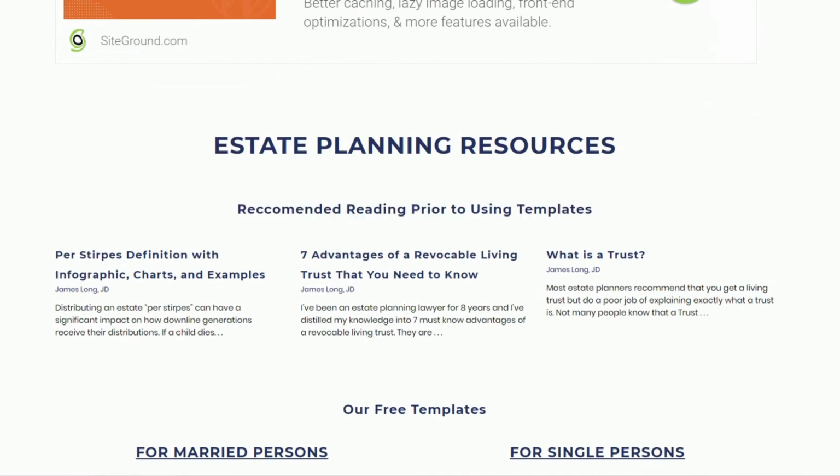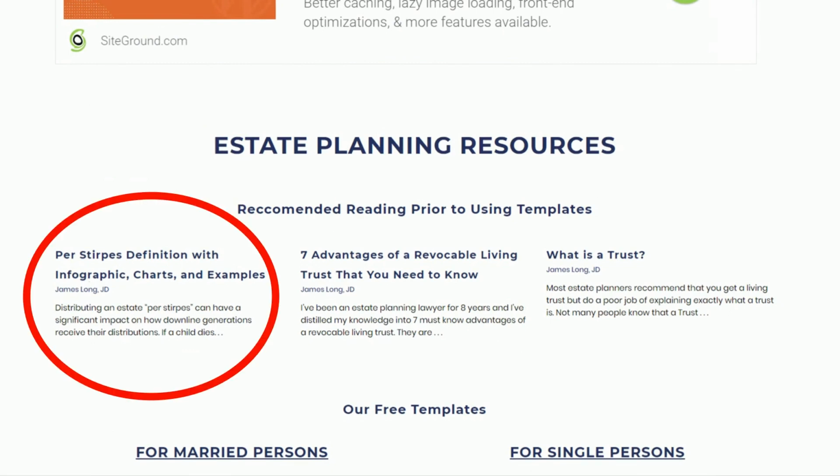The living trust templates that I use have per stirpes distribution. You could also use per capita distribution, but you'd have to type that in yourself. So if you want to know what per stirpes distribution is as written in the templates, this is what you're going to look at right here.